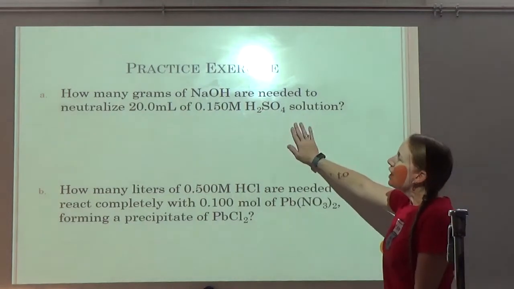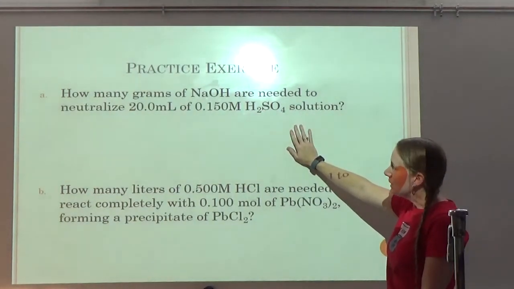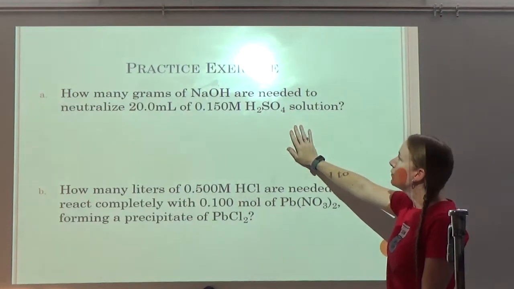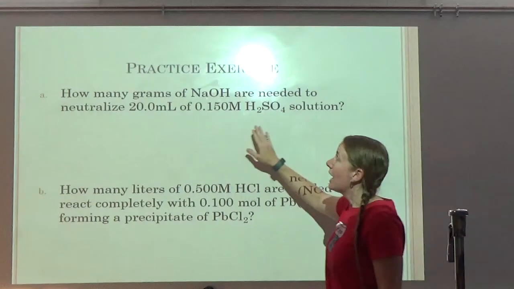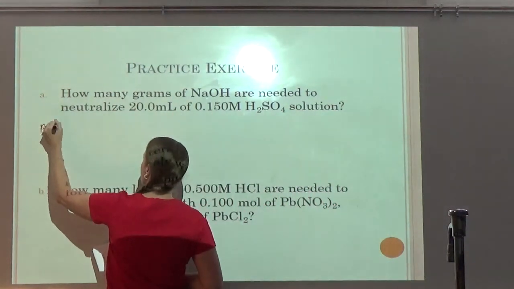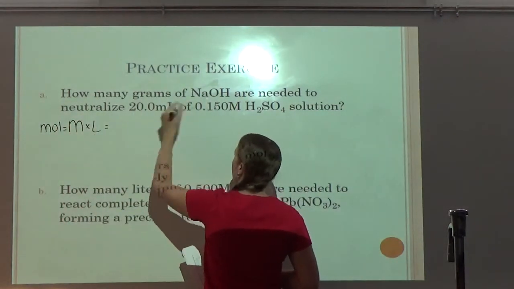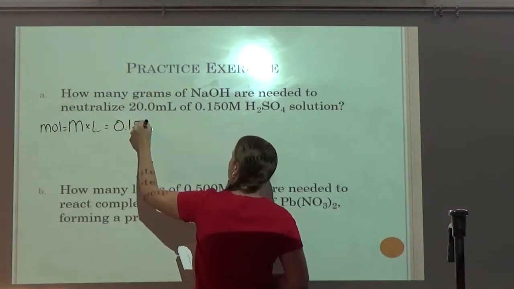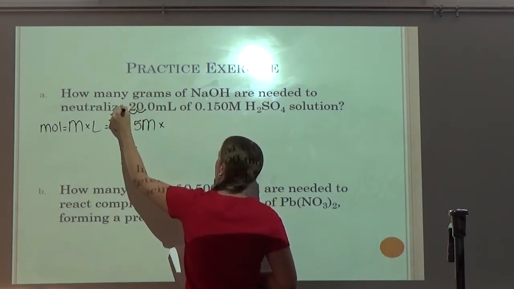All right, so it says how many grams of sodium hydroxide are needed to neutralize 20 milliliters of 0.5 molar sulfuric acid solution. Okay, so again, I need to get to moles. I know my milliliters, I know my molarity, and I know how to rearrange my formula. Moles is molarity times liters. So my molarity is 0.15, and I can change this to liters by going 1, 2, 3.